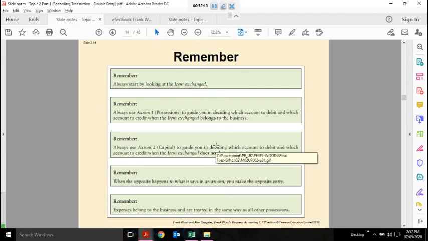So remember, always look at the item exchange. And always use the assumed one, the possession, to guide you which account to debit and which account to credit. And then the other thing that you need to look into is the form of settlement. And remember, capital is to be treated the same as liabilities. Liabilities and capital are the same, these two.